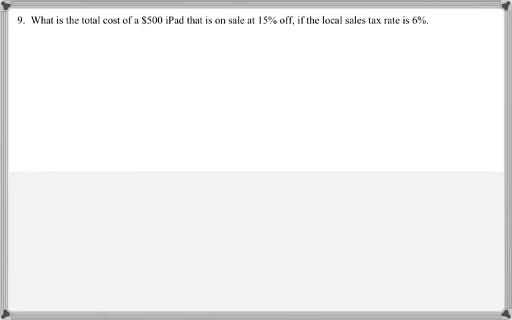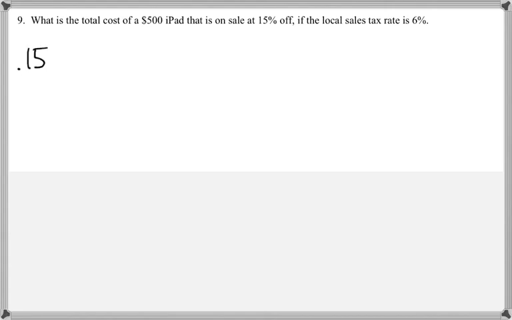Number 9 says, what is the total cost of a $500 iPad that is on sale at 15% off if the local sales tax rate is 6%? So we have two things that we need to account for here. We have the 15% sale as well as the 6% tax. So we have to do the sale first.